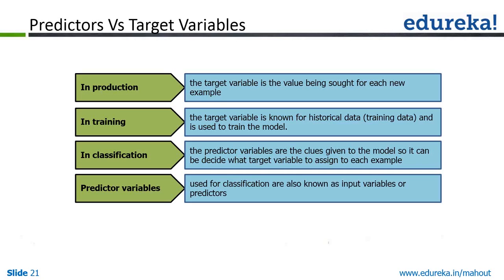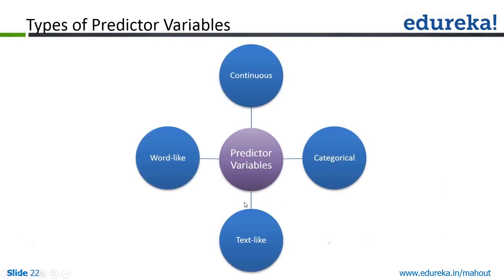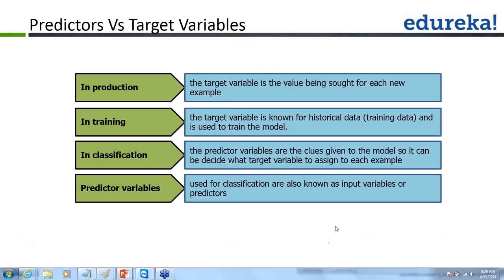In classification, the predictor variables are the clues given to the model, so it can decide what target variable to assign to each example. Predictor variables used for classification are also known as input variables or predictors. So just keep this in mind: when I'm training the system, I already know the target variable in advance. Once I'm in training, I will use the predictors to affect my output, and once all the things are ready, I will generate a model and use that in the system.